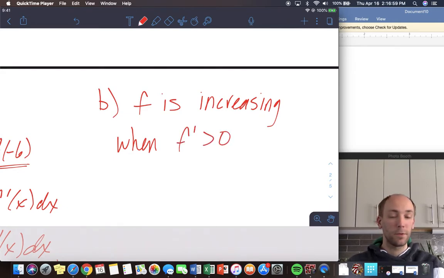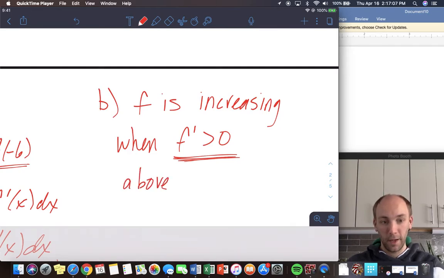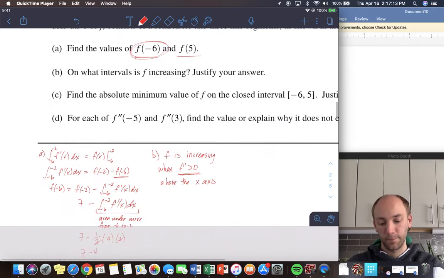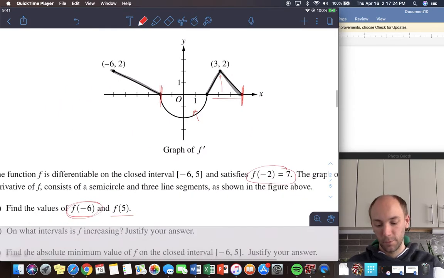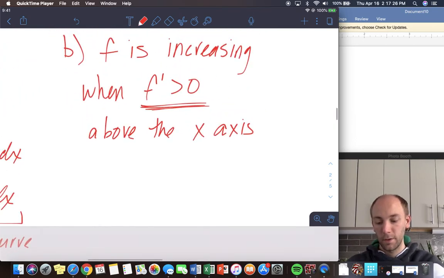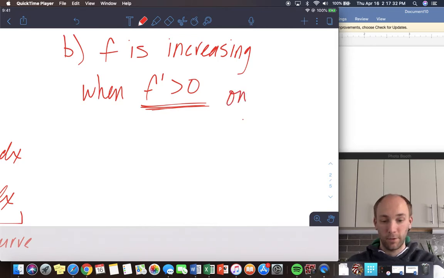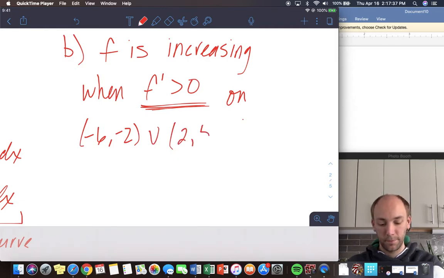So I'm going to go up to my graph. I'm going to look for everywhere where the first derivative is greater than 0. In this case, because I have a graph, we're looking for where it's above the x-axis. So this graph is above the x-axis from -6 to -2, and it's above the x-axis from 2 to 5. So let's go ahead and put those. It's when f prime is greater than 0 on, and we're going to say from -6 to -2, union with 2 to 5.